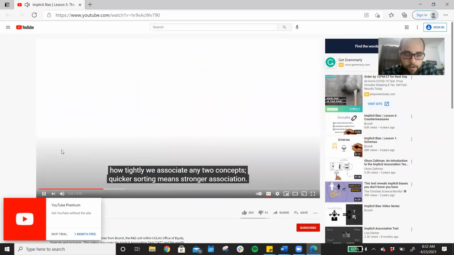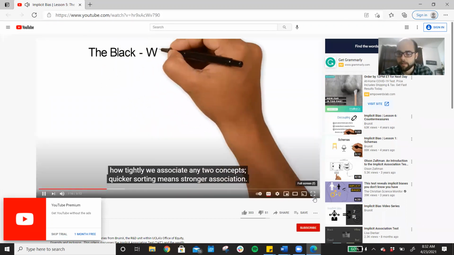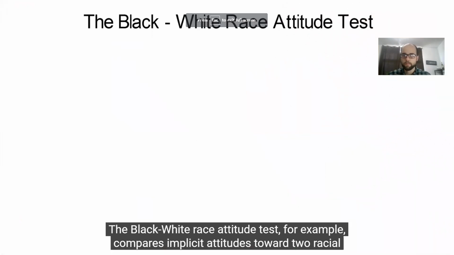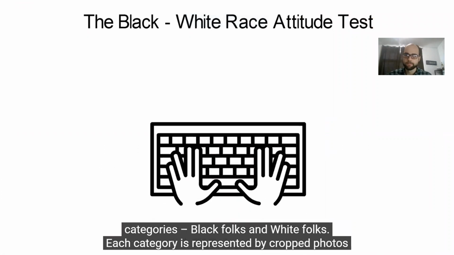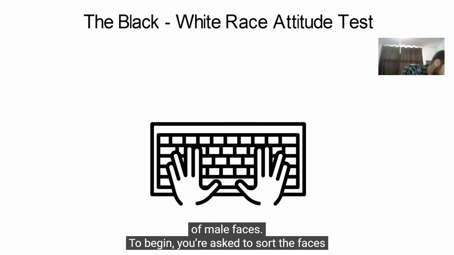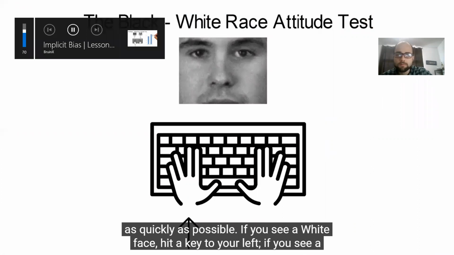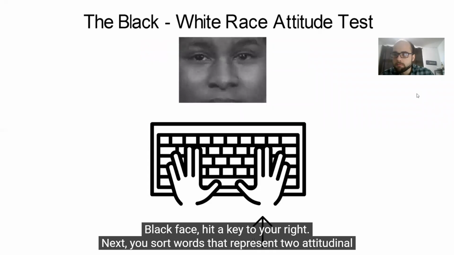Any two concepts. Quicker sorting means stronger association. The black-white race attitude test, for example, compares implicit attitudes toward 2 racial categories, black folks and white folks. Each racial category is represented by cropped photos of male faces. To begin, you're asked to sort the faces as quickly as possible. If you see a white face, hit a key to your left. If you see a black face, hit a key to your right.